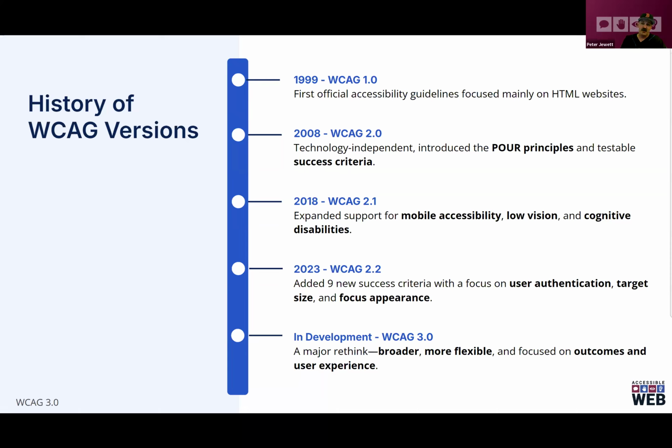Now we're looking at 3.0, and it's currently being developed as a major overhaul. It's not just an update, it's a whole new model aiming to improve how accessibility is measured and maintained over time. This is going to focus more on real world user outcomes, holistic experiences, and inclusive design, rather than just technical checkpoints.